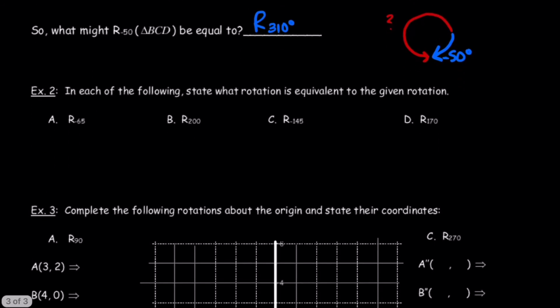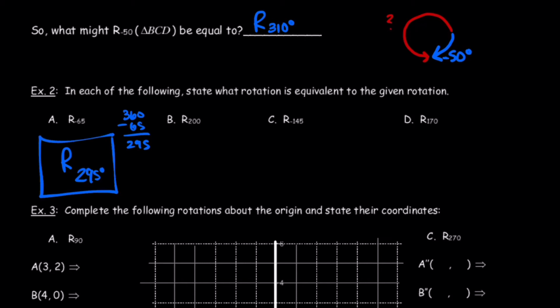Okay, in each of these, what rotation is equivalent to the given rotation? Well, if I start with a negative rotation, I know my answer's got to be positive, and I just need to take 360 and subtract that angle. So in this case, it's going to be 295. So visually, here's what we're saying. I rotate negative 65. That's the same as going all the way around the other way, a positive 295. And the positive and negative just tells you what direction you're going.